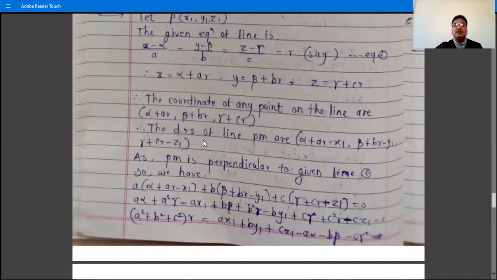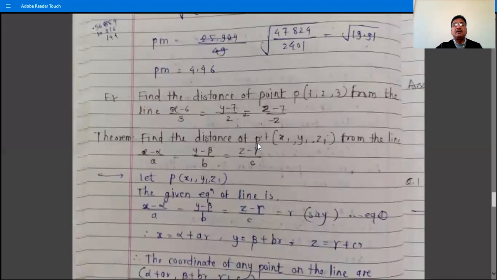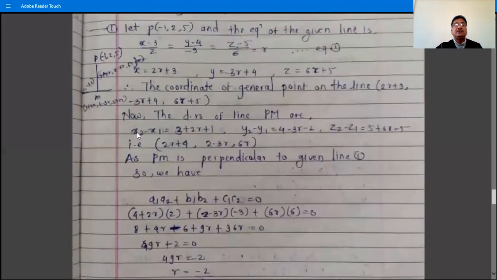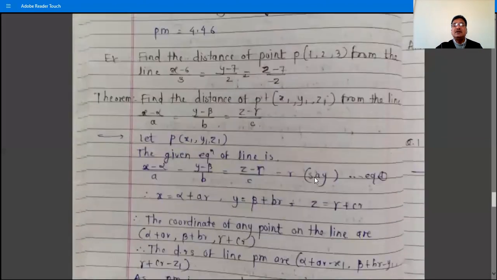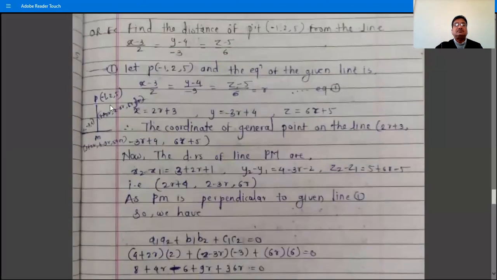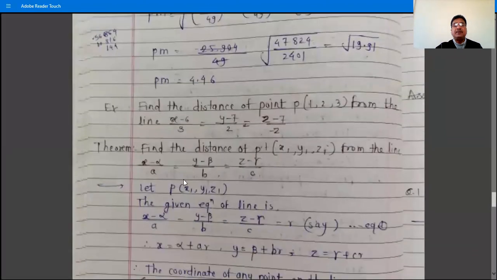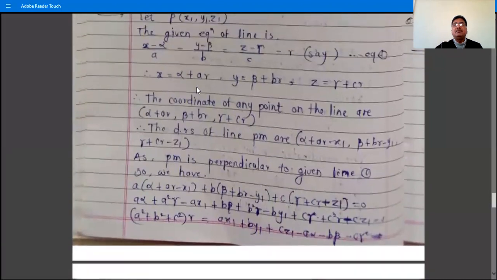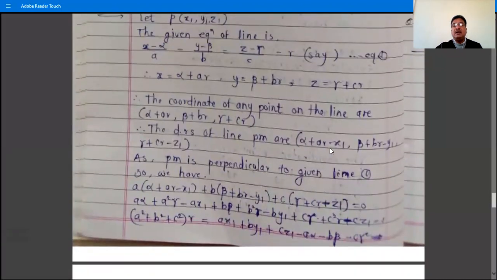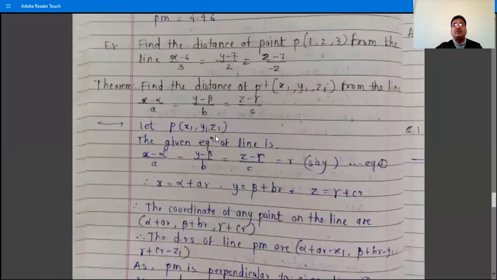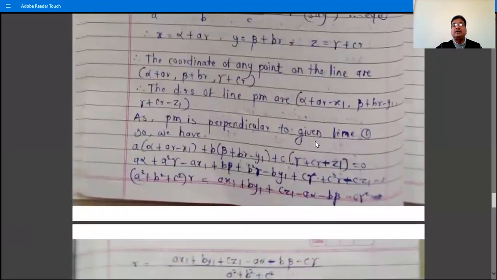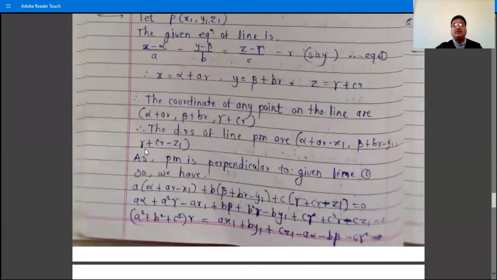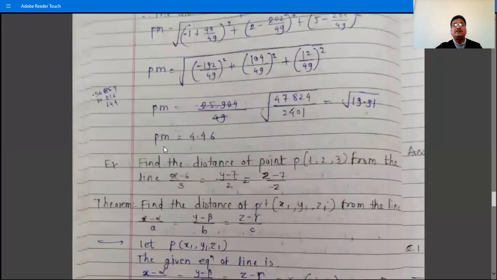Then the direction ratios of line PM follow the same procedure. Draw this figure as in the example. Write the coordinates of P as x1, y1, z1. Then suppose M is the foot of the perpendicular. Then the direction ratios of PM are alpha plus aR minus x1, because the coordinates of the point P are x1, y1, z1, then beta plus bR minus y1, and gamma plus cR minus z1.